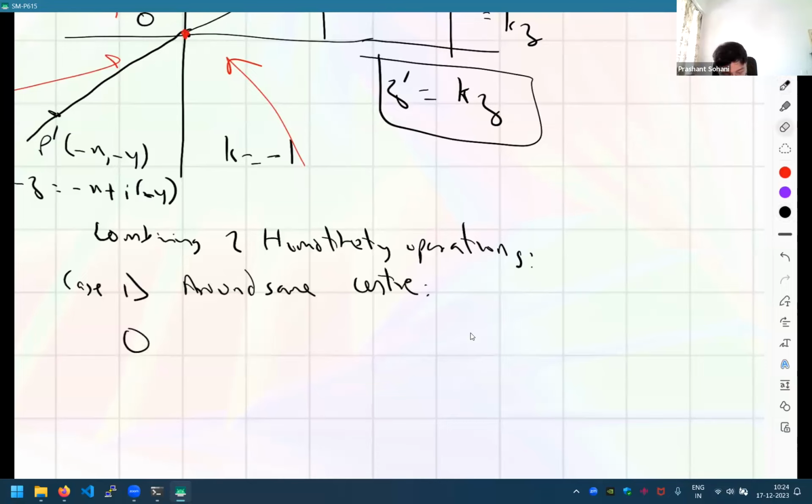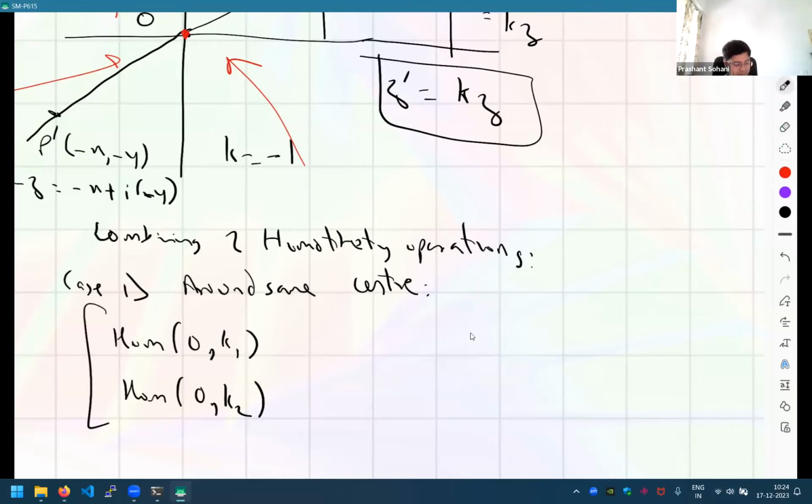So the first operation is homothety around center O with ratio K1, and the second operation is homothety with the same center and ratio K2. So what will the combination of these two be? It will be the same as applying homothety of ratio K1 into K2, right? It is like you first magnify the object with ratio K1 and then again with K2. The result will be as if you apply the K1 into K2 operation together, right?